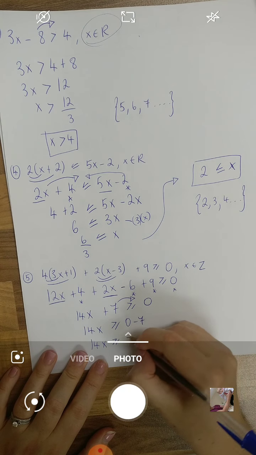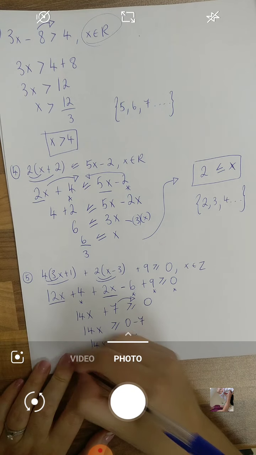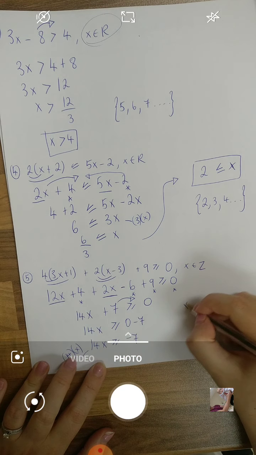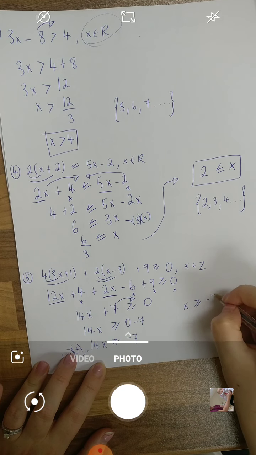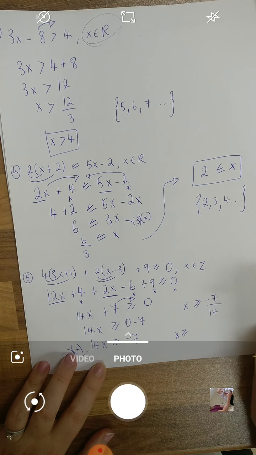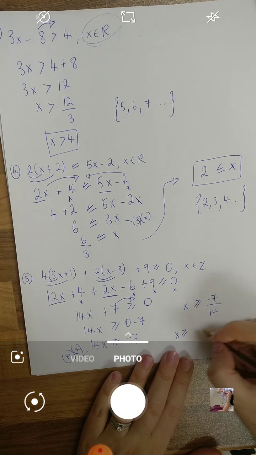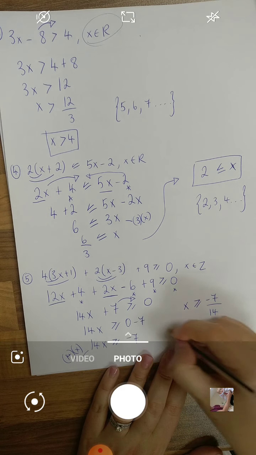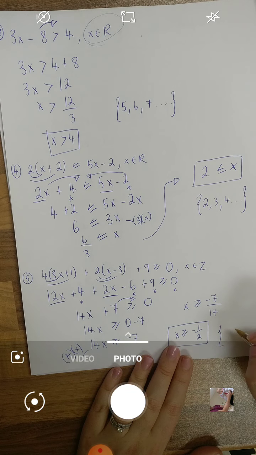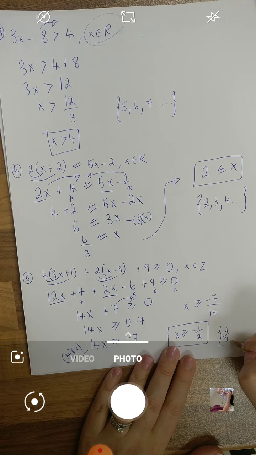14x is greater than or equal to minus 7. Remember, 14x is 14 times x. So we have x is greater than or equal to minus 7 divided by 14. So x is greater than or equal to minus a half. On our number line, greater than or equal to minus a half means it starts at minus a half, 0, 1, and so on.